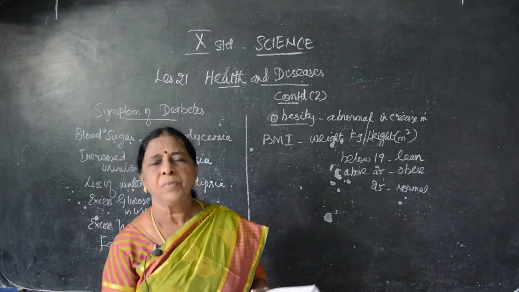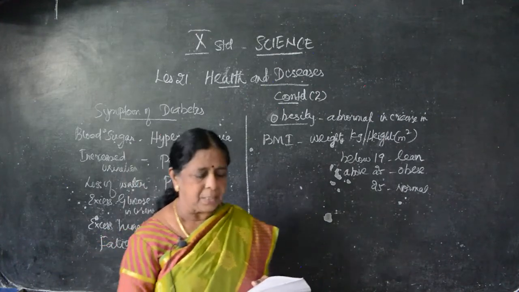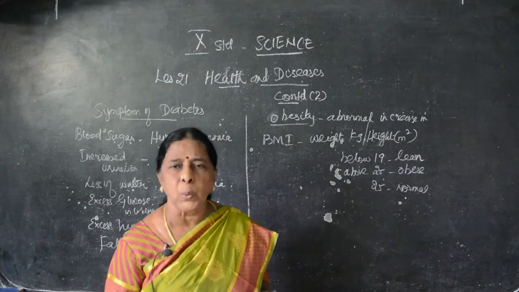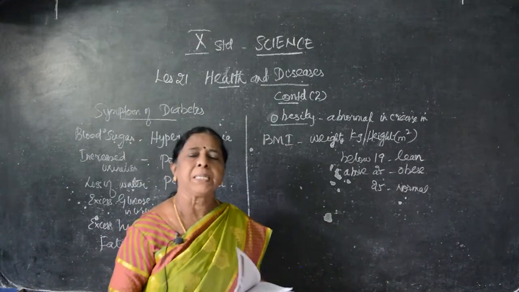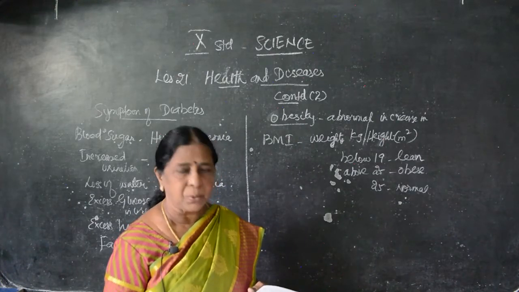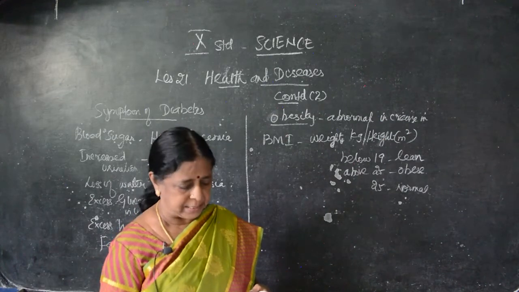So we can avoid it, prevention. How can we see? By taking the diet and doing the physical exercises. So we have to consume food which is low in calories. Every food contains some calories of energy. So the food we take should be low calorie food. It will not make us fat. And we have to do some exercises.